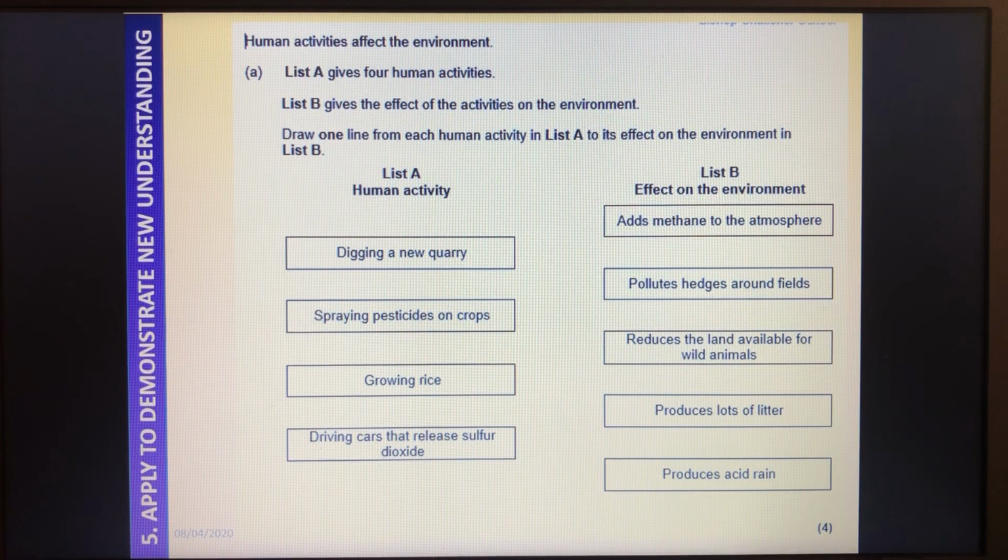Make sure you give it a decent go. Don't just wait for the answers. Pesticides kill pests. Okay. Pause now.